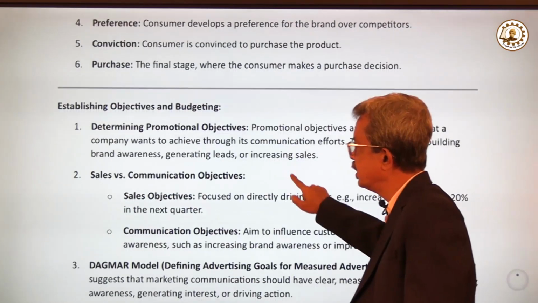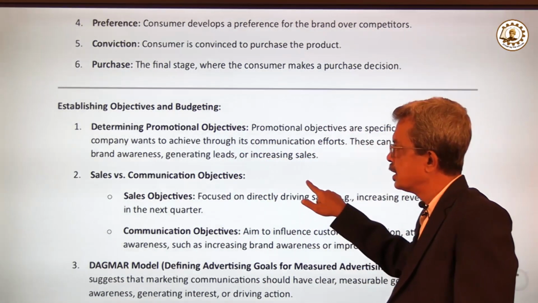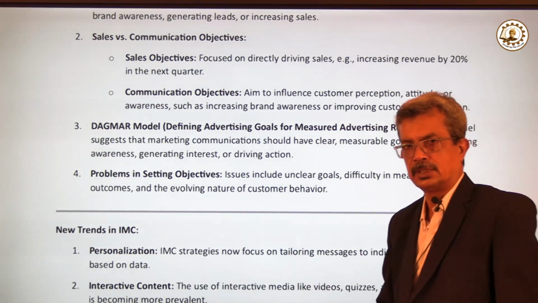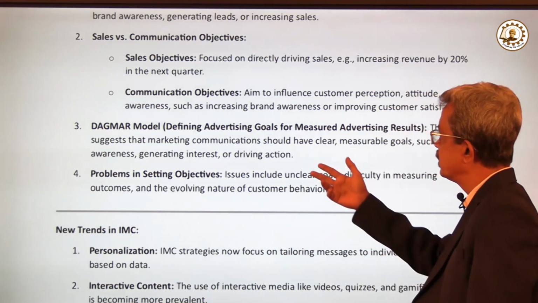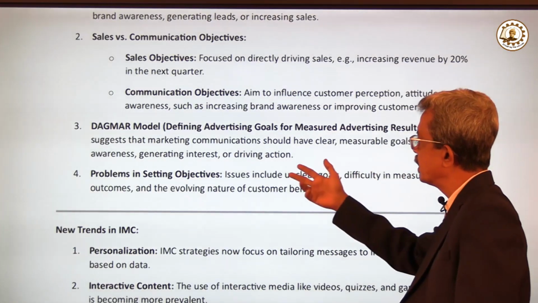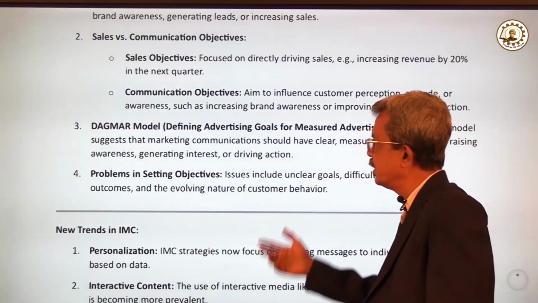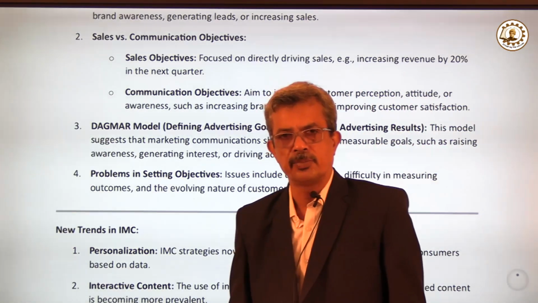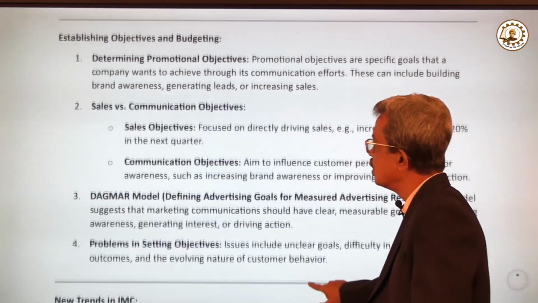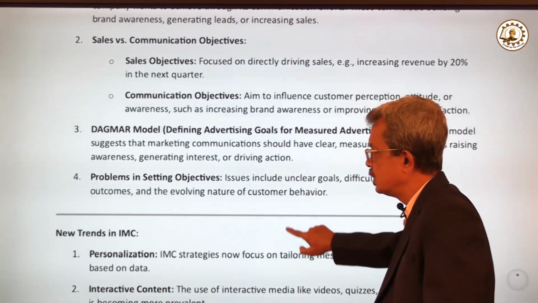Establishing objectives and budgeting. So, what are the promotional objectives, sales versus communication objectives? We have the diagram model we talked about. This is a very important model. Defining advertising goals for measured advertising results: these models suggest marketing communication should have clear measurable goals such as raising awareness, generating interest, and driving action. This is a very important part of the IMC process. So, these are the parts of budgeting. Establish objectives and budgeting, so you can talk about all these things.